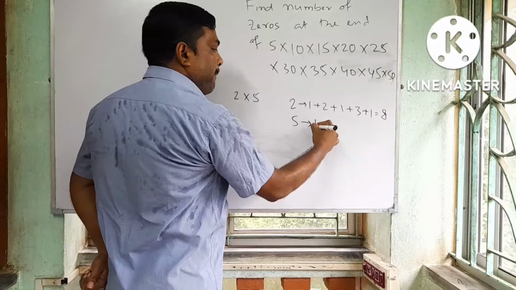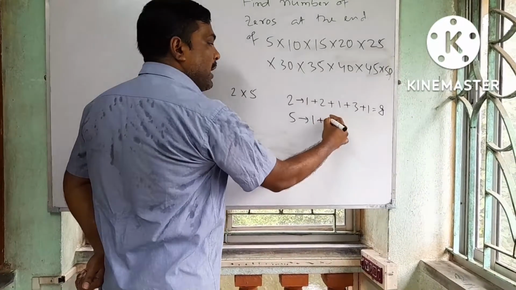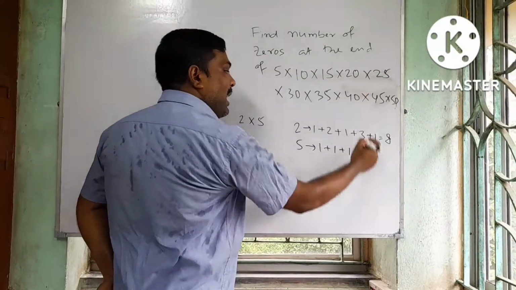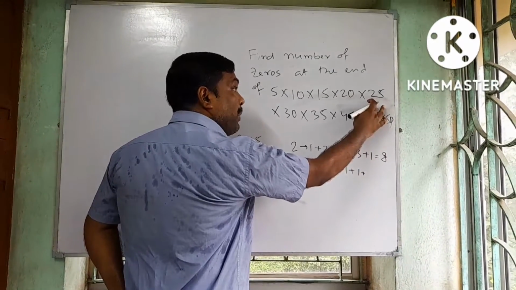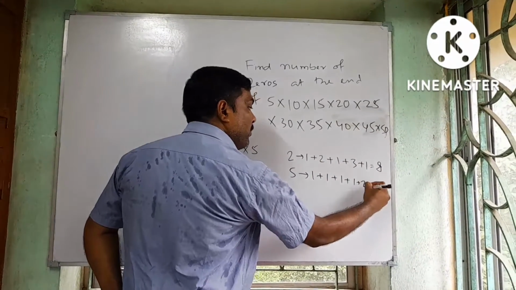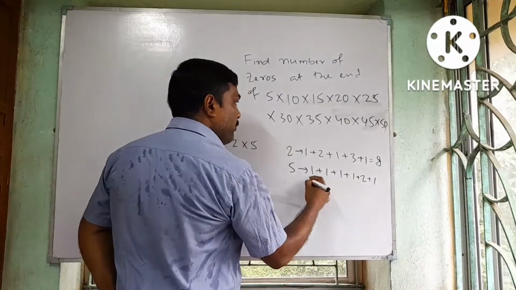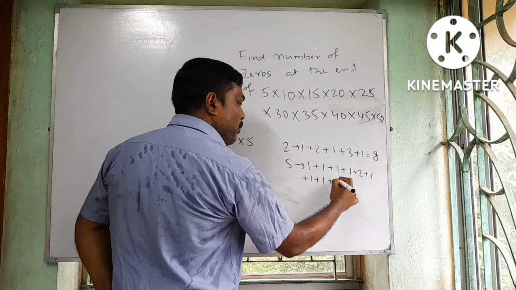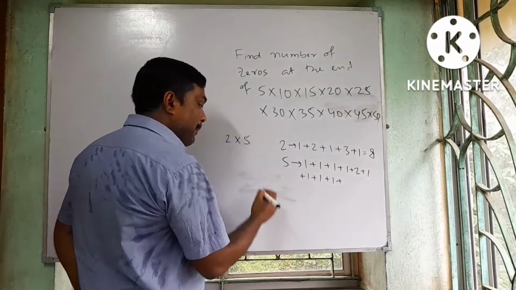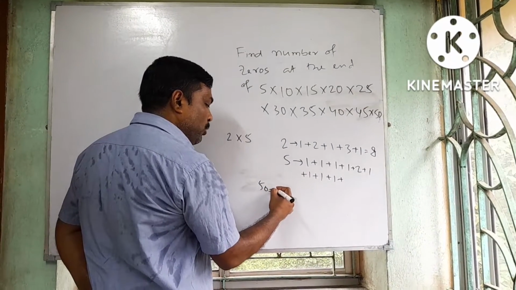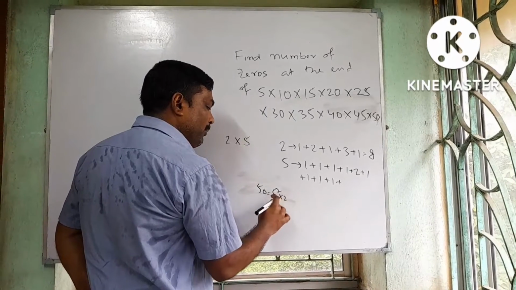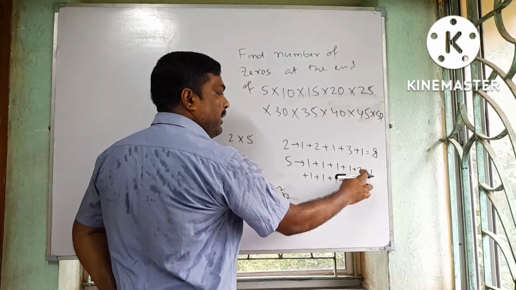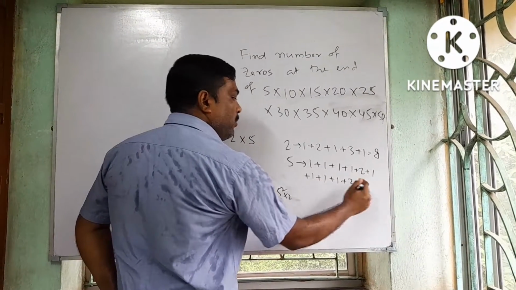Here 10 is 2 into 5, 1. 15, 1. 20, 1. Now 25 is 5 into 5, so we have 2. 30, 1. 35, 1. 40, 1. 45, 1. 50 is actually 25 into 2, so it is 5 square into 2, so we have 2 fives here. So the number of 5's is 1, 2, 3, 4, 6, 7, 8, 9, 10, 12.